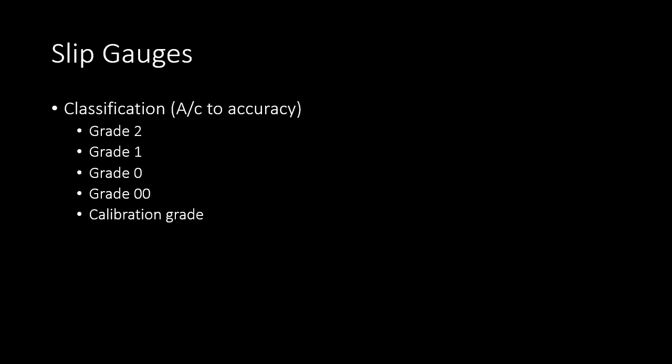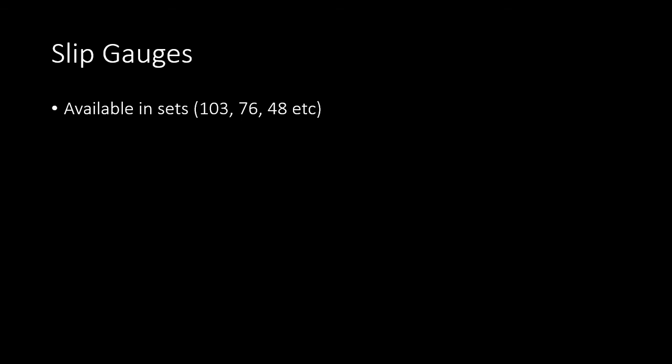It must be remembered that a slip gauge, like any other engineering component, cannot be made to an exact size. All slip gauges must have tolerance on length, flatness, and parallelism of measuring faces. Slip gauges are available in sets, so you don't get single or two slip gauges. Generally the sets consist of 103 slip gauges, or 76 slip gauges, or 48 slip gauges. So there are various sets available in the market consisting of different numbers of slip gauges.